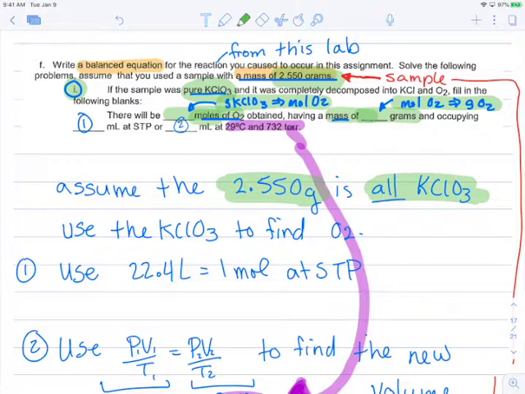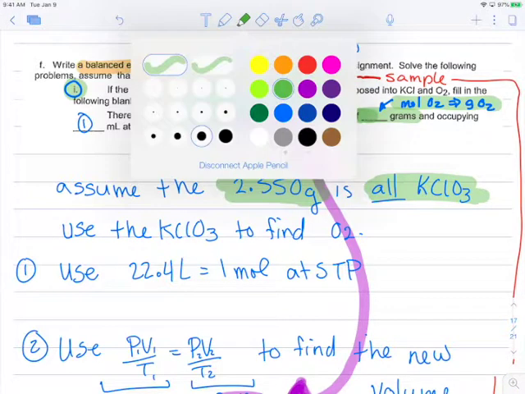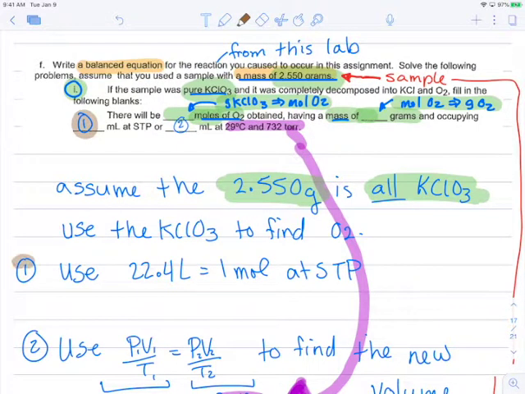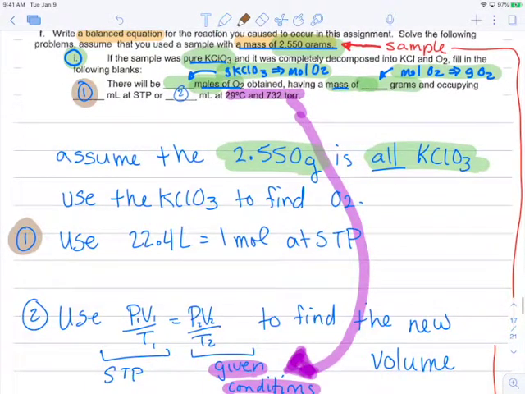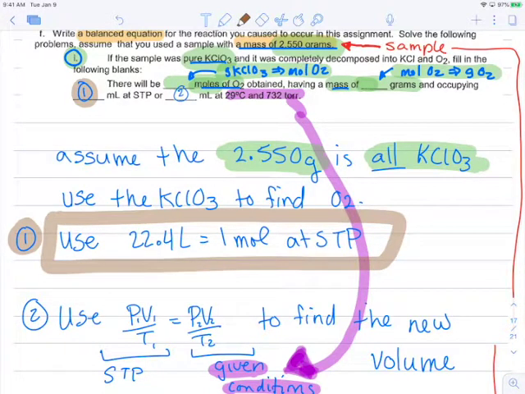Next up, they say that it occupies blank number of milliliters at STP. I've numbered this one 1 right here, and it goes to 1 right over here. Once you know your moles, you can use this conversion that we're using all over the place in this lab, and that is 22.4 liters equals 1 mole. You're going to take the moles that you found and convert them first to liters and then to milliliters using that molar volume, 22.4 liters equals 1 mole. Any questions about the one that I've numbered 1 here?